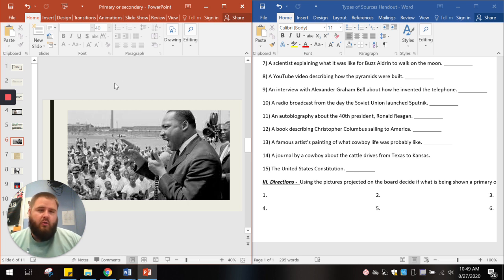If you wanted to know, well, how could it become a secondary source? Maybe if someone recreated the photograph through a painting. The painting could be considered a secondary source. But the photograph itself, primary. So, do that for the rest of these here.